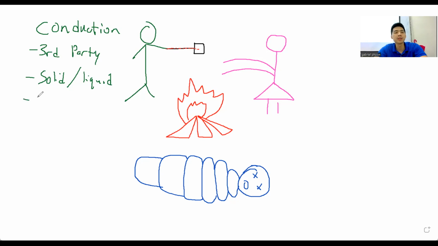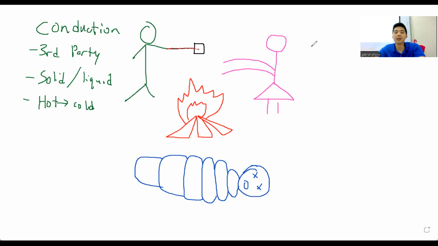And obviously conduction states that heat travels from the hot end all the way to the cold end, right? Which is what's happening here, because the heat is going from the hot end, which is this side here, and transferring all the way to the cold end, which is where his hand is now. So this is how conduction occurs. Anyone has any questions for this part here? Everyone, so far so good.